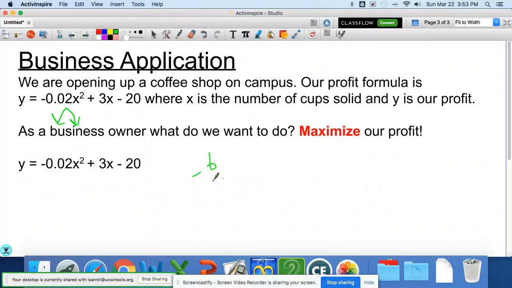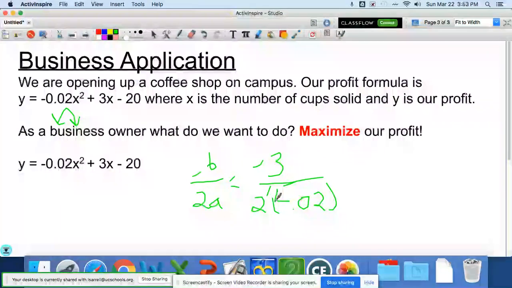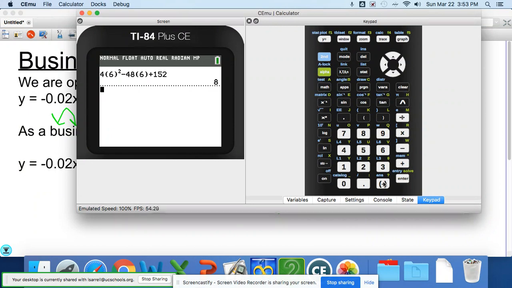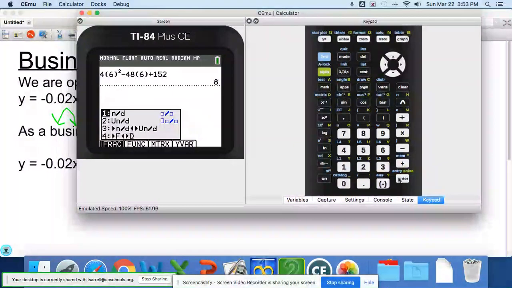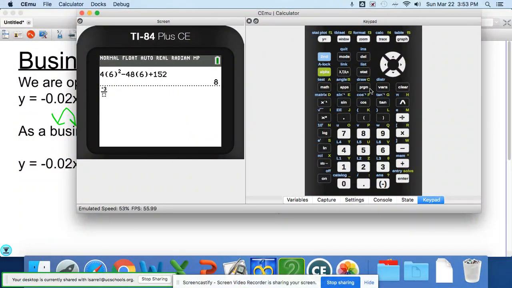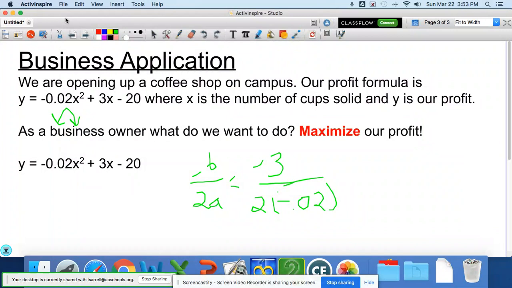This would be negative b over 2a, which is negative 3 over 2 times negative 0.02. Okay? I certainly don't want to try to do all that stuff in my head, so we're going to pop a calculator up for it. This would be negative 3. Let's do it as a fraction. Negative 3 over 2 times a, which is negative 0.02. And we get a nice even 75. That kind of makes sense. Okay, that'd be 75 is our x value.